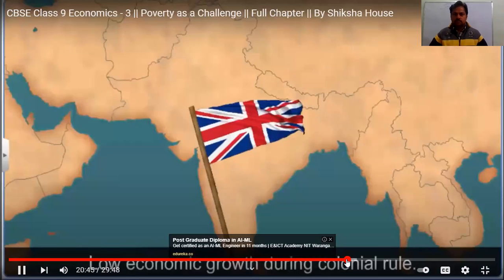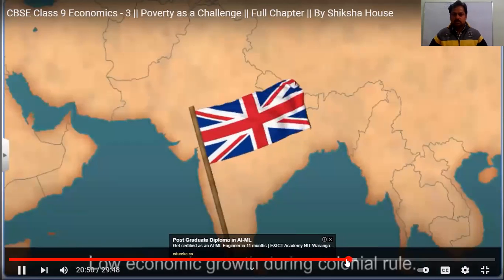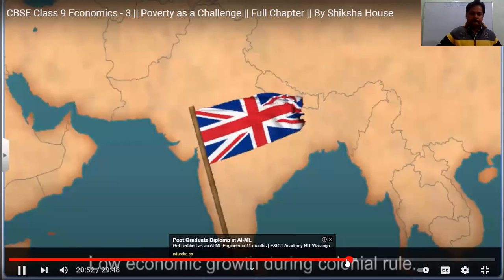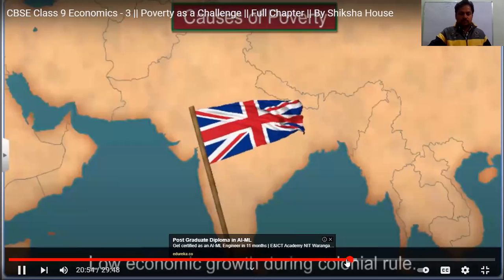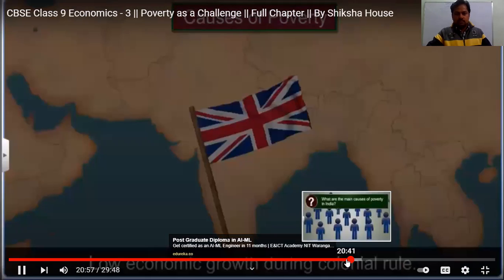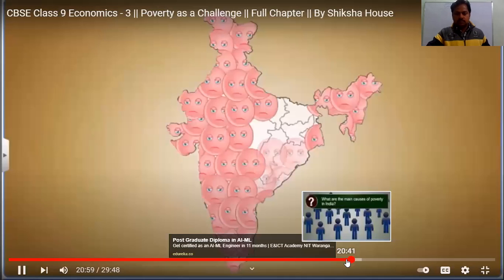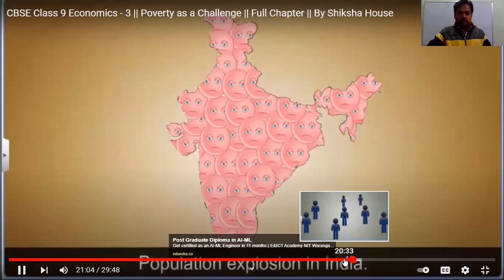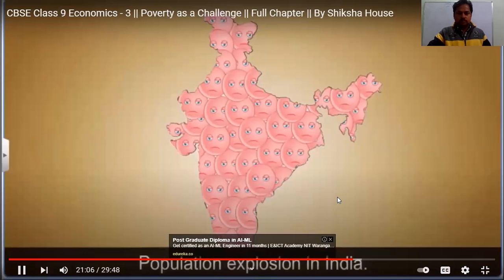During the colonial rule, the British suppressed local Indian handicrafts and industries. This led to low economic growth and spread poverty in India. The slow economic growth in combination with scarcity of jobs and population explosion in India further worsened the poverty situation. Let's see the reasons for poverty in India.